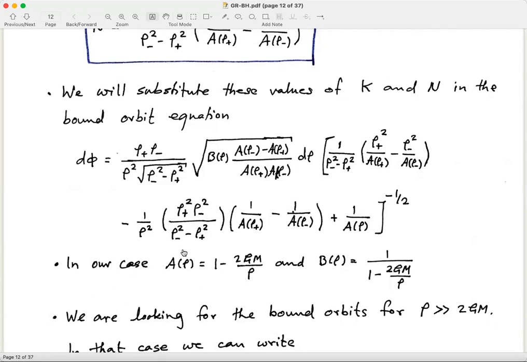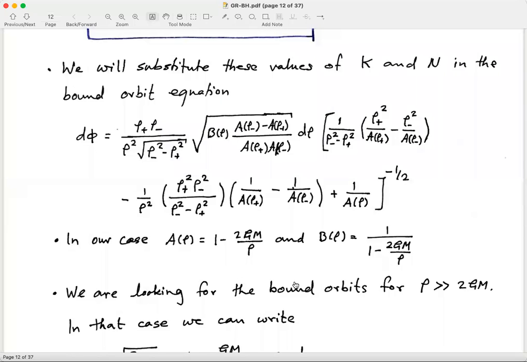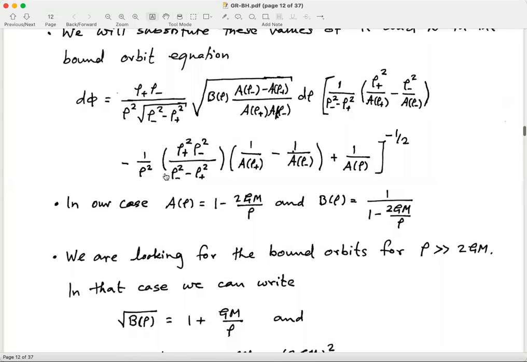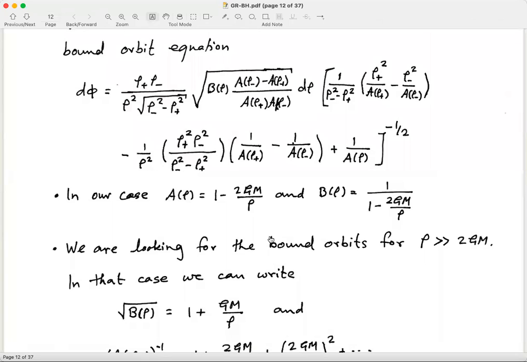Fine. So far we have not said what A and B were, but now we can substitute A and B in this expression. Once you substitute that, we are looking for solutions where both rho plus and rho minus are greater than 2gm. So we are always going to be in the case where nothing special happens to the Schwarzschild metric that we are studying. So let's do that, since rho is much larger than 2gm.